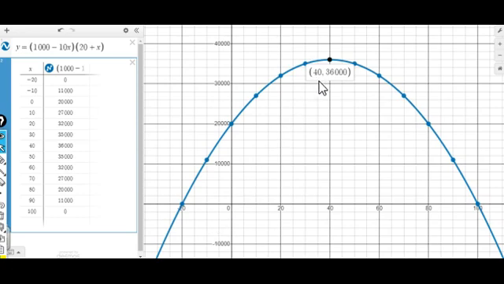So this 40 is not the price per ticket in order to result in a profit of 36,000. The 40 is how many times we've raised the original ticket price of $20, and we've raised it 40 times, which means that the ticket prices would need to be $60 in order to have a maximum profit of $36,000.